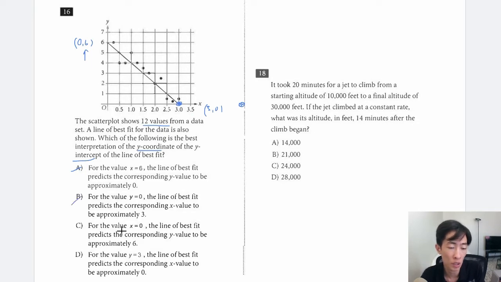Choice C, for the value x equals 0, the line of best fit predicts the corresponding y value to be 6. So yeah, x equals 0 over here, and the line of best fit says when x is 0, the y value is 6, so we have 0, 6, so C makes sense. Choice D, for the value y equals 3, that's over here, the line of best fit predicts the corresponding x value to be 0. So when y is 3, the point we're looking at is this, and that's 1.5, 3. So not 0, 3. So D is also off.